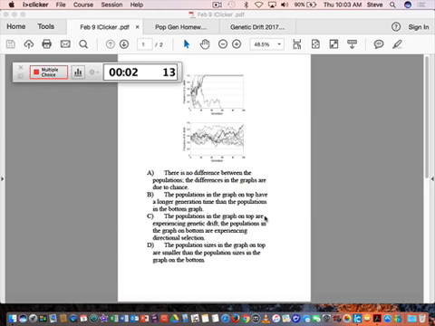So the answers are: A, there is no difference between the populations; the differences in the graphs are due to chance. B, the populations in the graph on top have a longer generation time than the populations in the bottom graph. C, the populations in the graph on top are experiencing genetic drift, and the populations in the graph on bottom are experiencing directional selection. And D, the population sizes in the graph on top are smaller than the population sizes in the graph on the bottom. I guess I gave away the answer, didn't I?